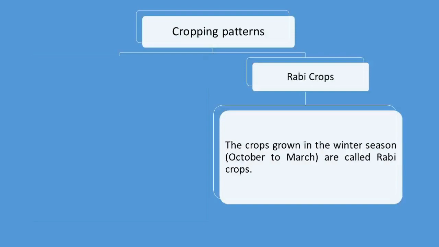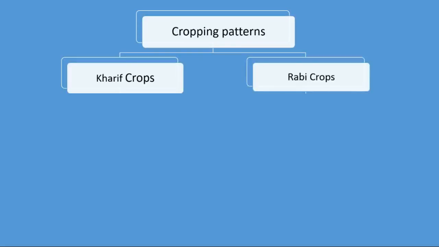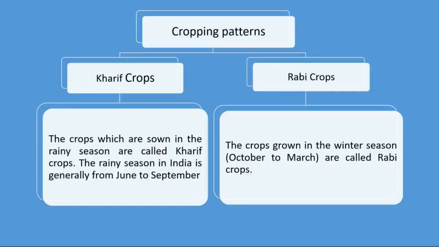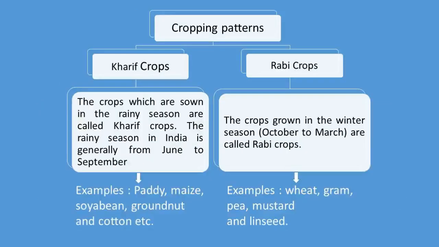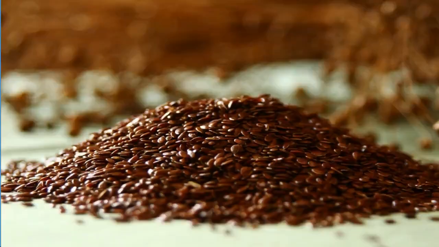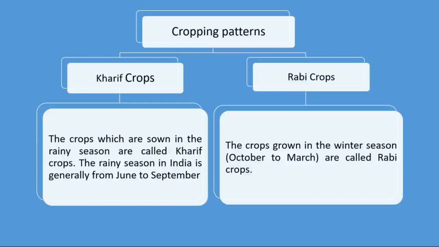Now next one is Rabi crops. So what you have seen is a cropping pattern, two types. Kharif crops and Rabi crops. And what are Rabi crops? The crops grown in the winter season, October to March, are called Rabi crops. And the examples of both Kharif crops and Rabi crops are on your screen. Rabi crops examples are wheat, gram, pea, mustard and linseed and so on. So here is a complete mind map, the cropping pattern, in front of you.